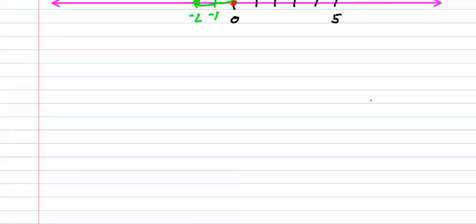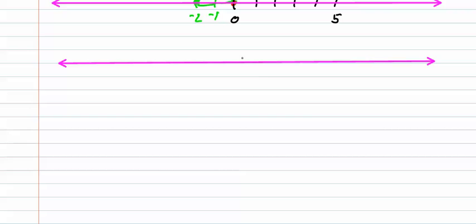Now, draw another number line here. If we looked at some point x, well, we don't want to put x there, but if we looked at some point x, and we said the absolute value of x is 3, then that means the distance from 0 to x is going to be 3.